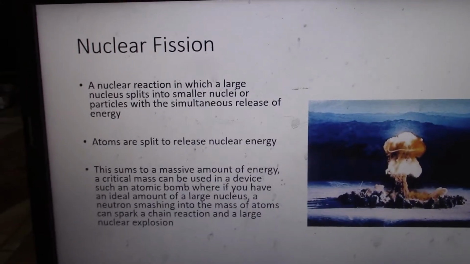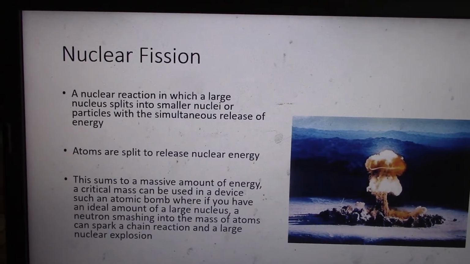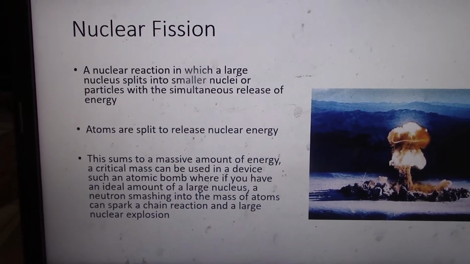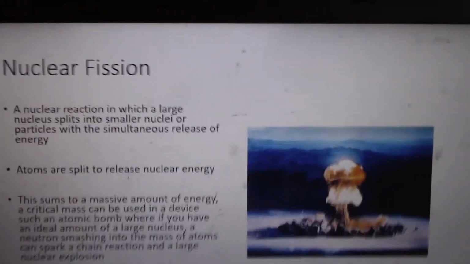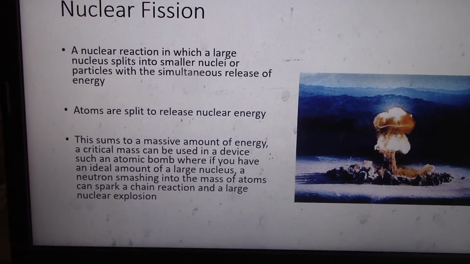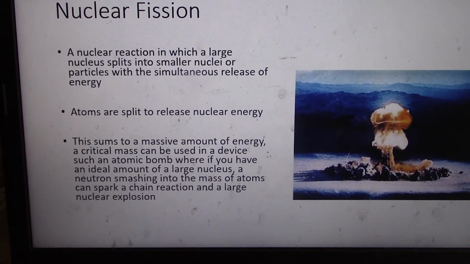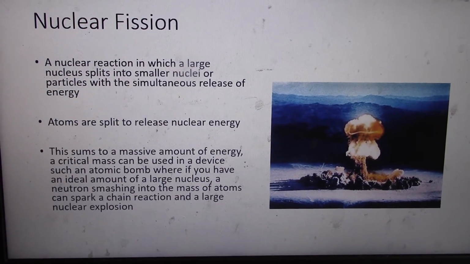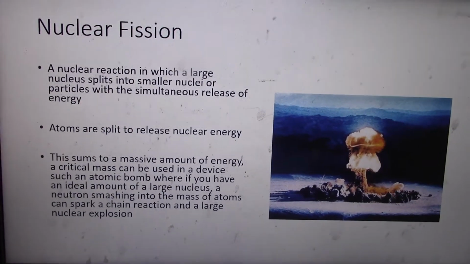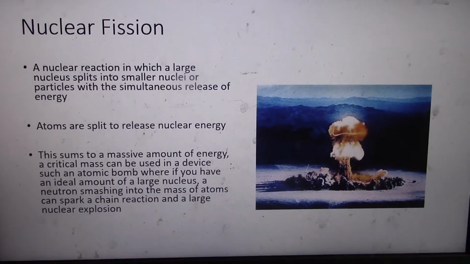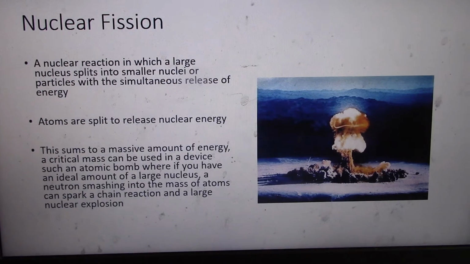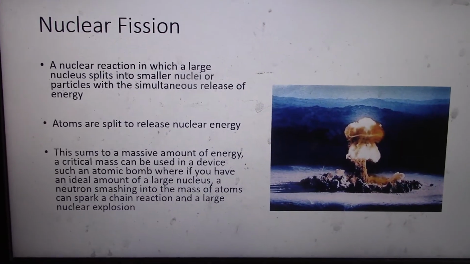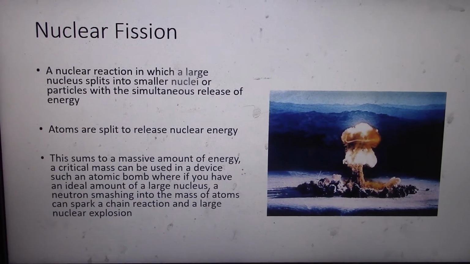A nuclear reaction in which a large nucleus splits into smaller nuclei is nuclear fission. Atoms are split to release nuclear energy. We get a massive amount of energy release. But what we need in order to do this, to create a chain reaction, is a critical mass. We have an isotope of a heavy element that is knocked into radioactive material, and it creates a chain reaction that destabilizes atoms. So you need a critical mass of a heavy isotope to do that.